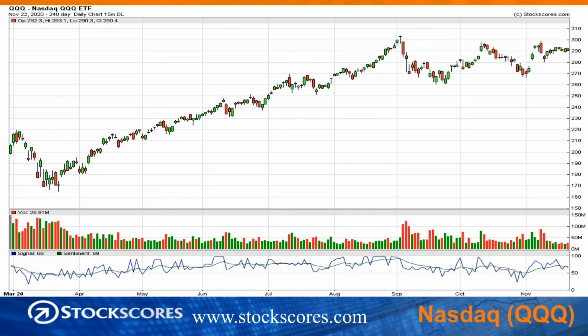Looking at the NASDAQ 100, similar sort of situation. It's been in a sideways range for a while. Again, another little pennant. And what we're looking for is a breakout, perhaps through 300 on the QQQ, as evidence that the market wants to go up.